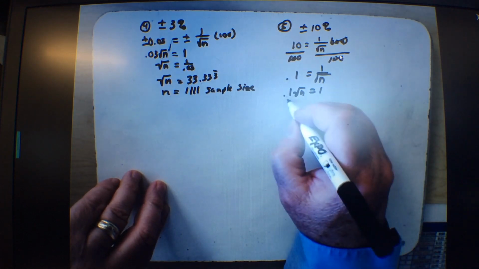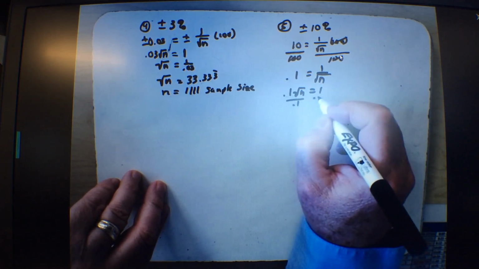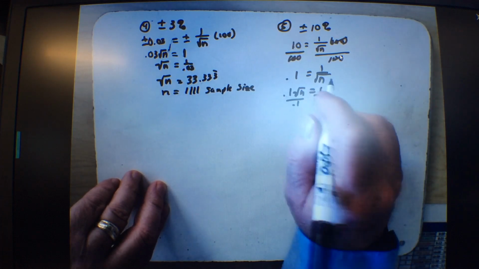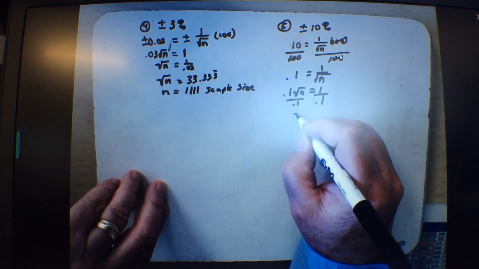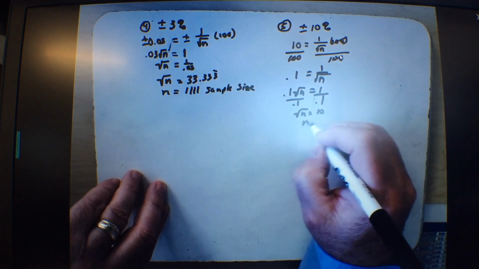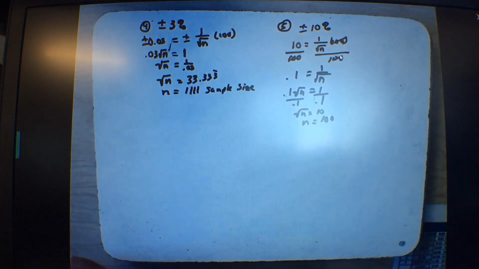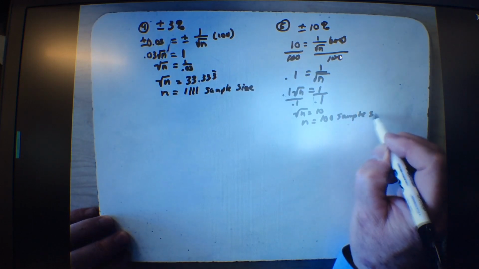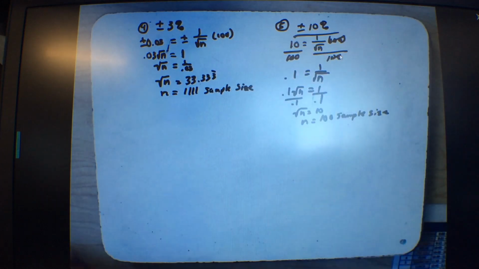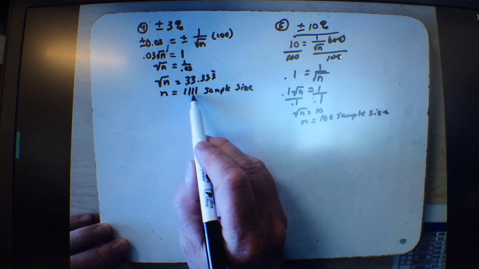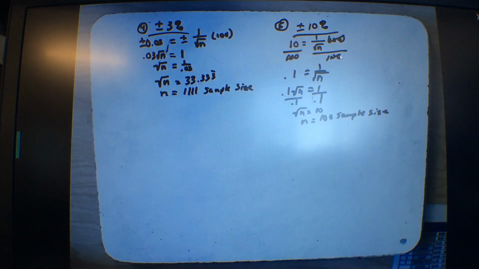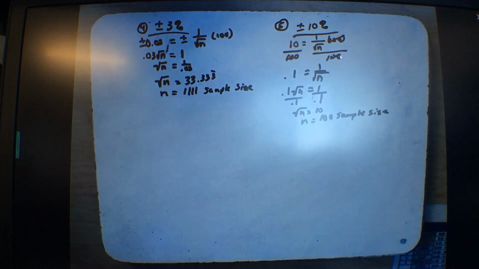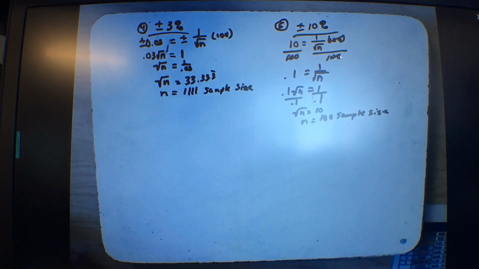What is 1 divided by 0.1? 10. So I get the square root of n is 10, so n equals 100. So that's a 100 sample size. You get that? So you have to have a sample size of 100 in order to have a margin of error of plus or minus 10%. You have to have at least 1,111 people to have a margin of error of plus or minus 3%. Okay? All right.